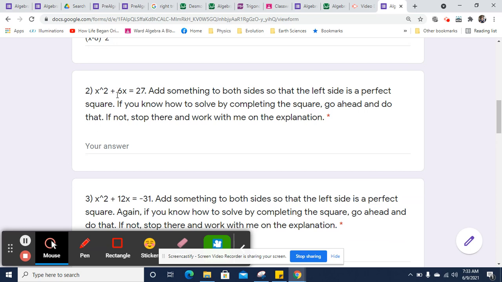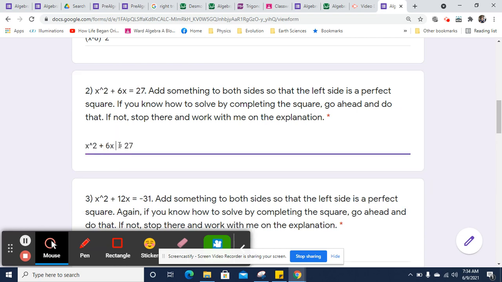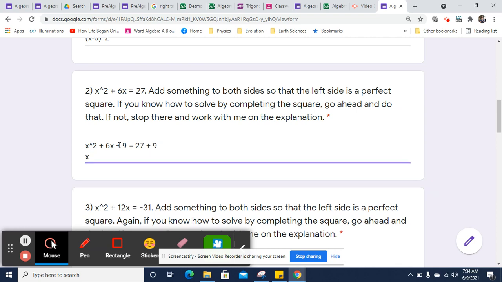Now, we've got x squared plus 6x equals 27, and we want to add something to both sides so the left side is a perfect square. Well, to make this a perfect square, we want to add the square of half of 6. Half of 6 is 3, so we're going to be adding 9 to both sides. So take x squared plus 6x equals 27, and we're going to say plus 9, and we will end up with x squared plus 6x plus 9 equals 36.